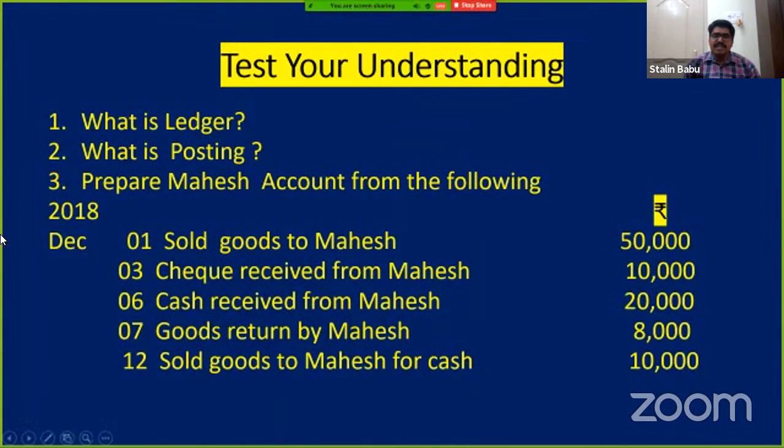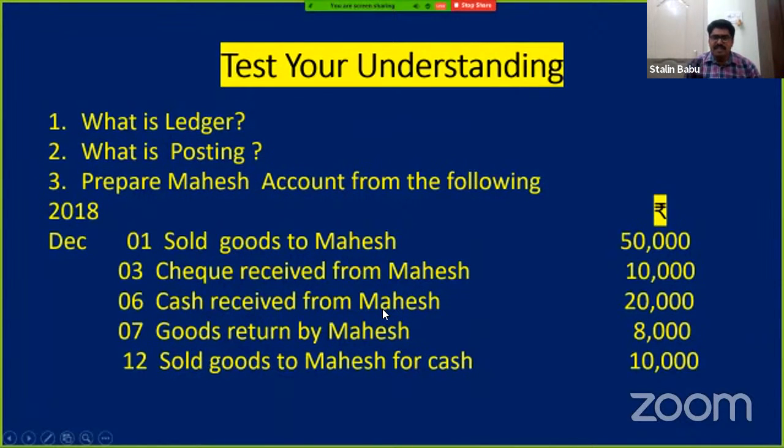Test your understanding. What is ledger, what is posting, and prepare the Mahesh account from the following. On 2018 December 1st, sold goods to Mahesh rupees 50,000. So what is the journal entry? Mahesh account debit to sales account. On third, cheque received from Mahesh. So what are we receiving? Cheque, that means bank. Bank account debit to Mahesh account 10,000.